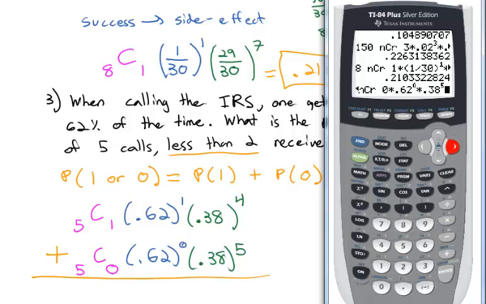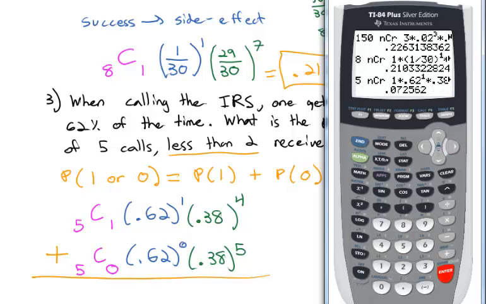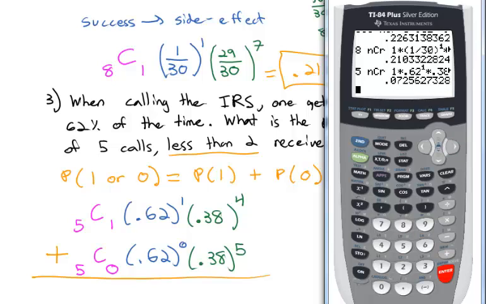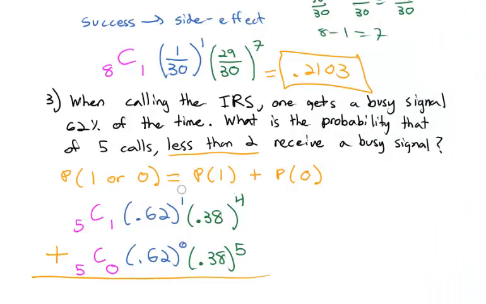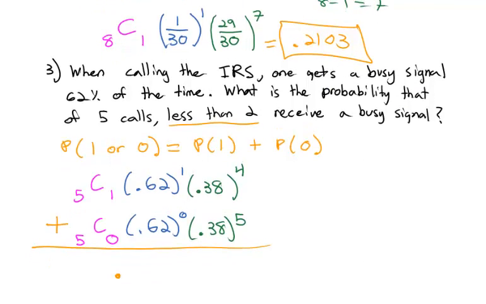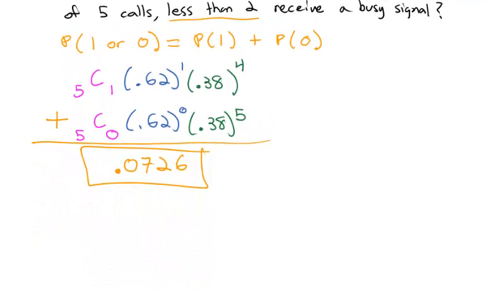And when we add those together, we get a probability of 0.0726. That is the probability that less than 2 are going to receive a busy signal. So that's kind of how we can handle the OR. We add the individual probabilities together. I'm going to do a little variation on a theme, though.